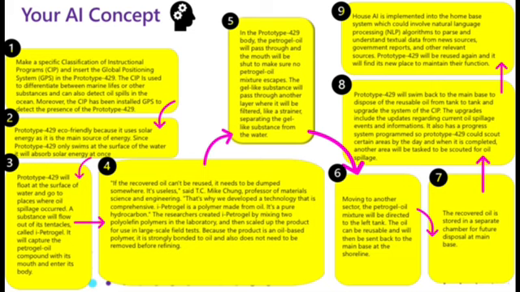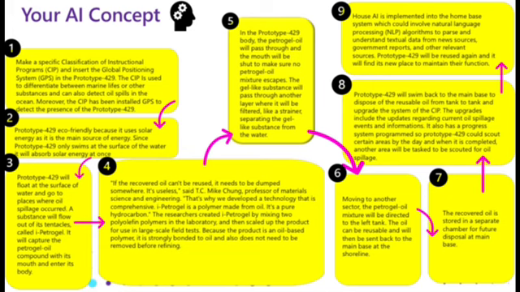Moving on to number 5, in the Prototype 429 body, the petrogel oil will pass through and the mouth will be shut to make sure no petrogel oil mixture escapes. The gel-like substance will pass through another layer where it will be filtered like a strainer, separating the gel-like substance from the water. Moving on to number 6, moving to another sector, the petrogel oil mixture will be directed to the left tank. The oil can be reusable and will then be sent back to the main base at the shoreline. The recovered oil is stored in a separate chamber for future disposal at main base.